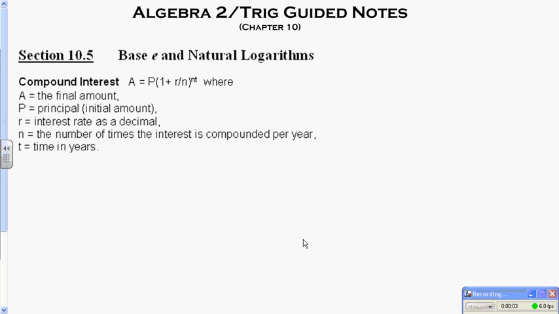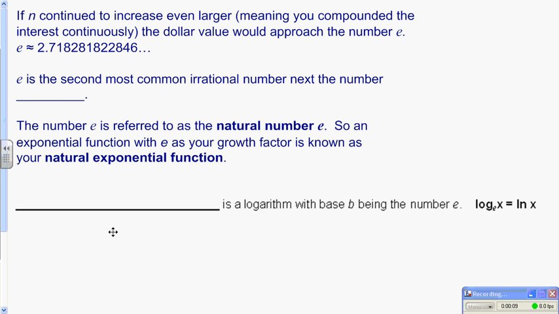Lesson 10.5, base e, or natural logarithms. I'm going to go right to this part, which is stating that natural logs are basically log base e. And e is a number, an irrational number that does not repeat or terminate, roughly 2.72. It's the second most irrational number compared to pi. It's called the natural number, and otherwise known as the natural exponential function if the growth factor is e.